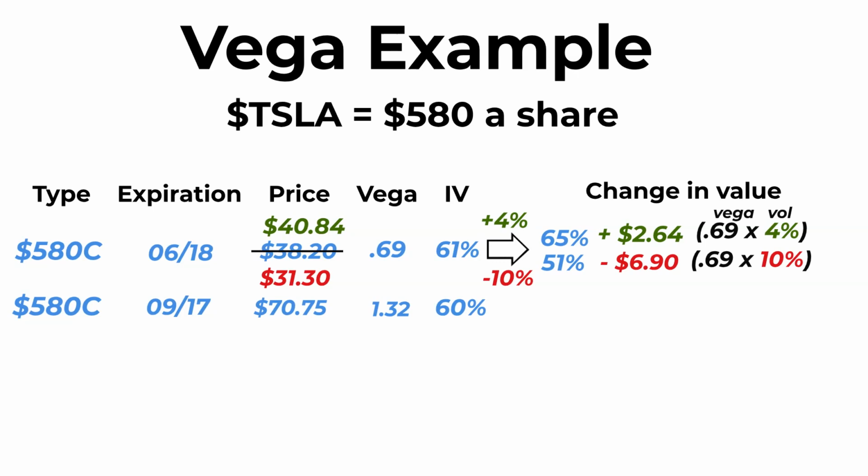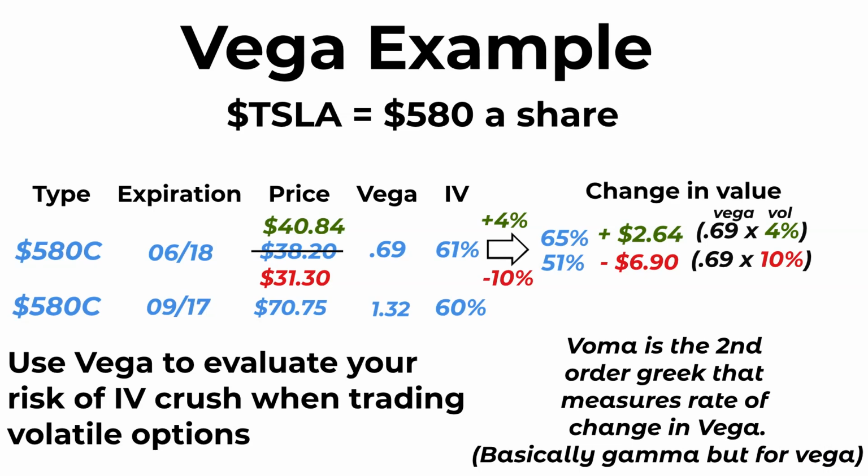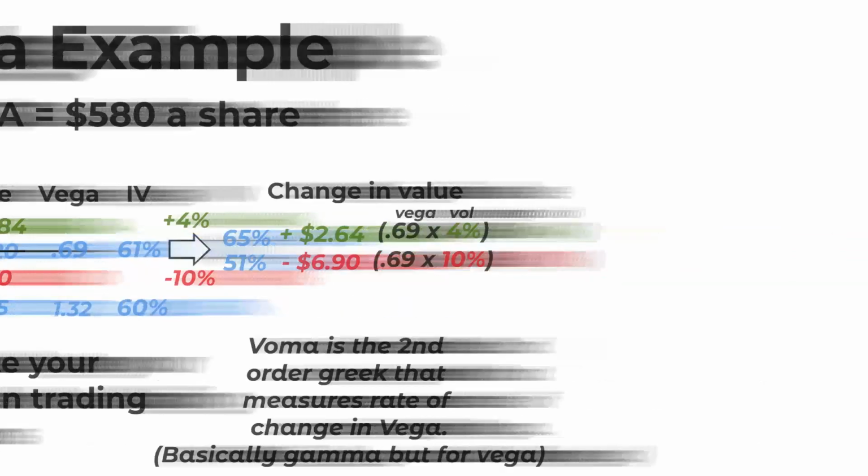When trading high IV options, it is best to keep an eye on your Vega to evaluate your risk of IV crush and determine how much you stand to lose from a drop in volatility. VOMA is a second-order Greek that measures the rate of change in Vega and tends to be higher for further out-the-money options than for at-the-money options.